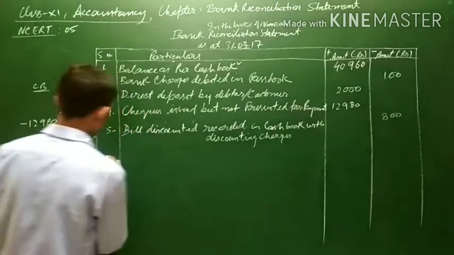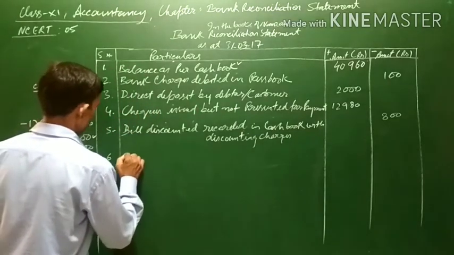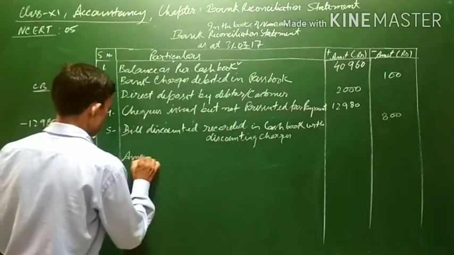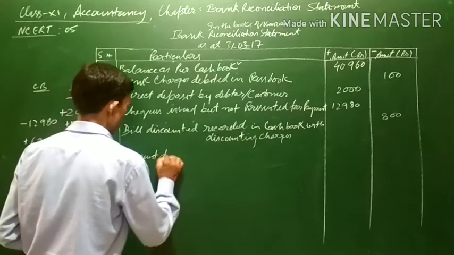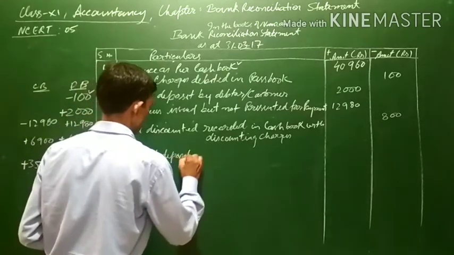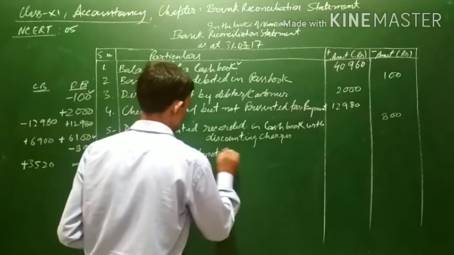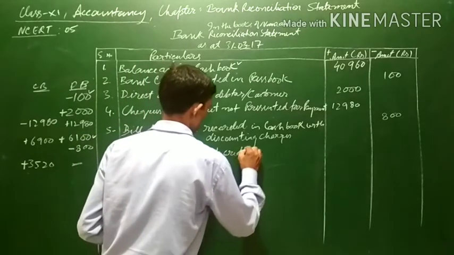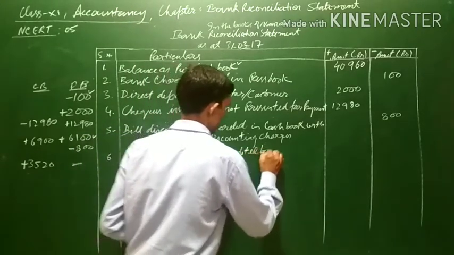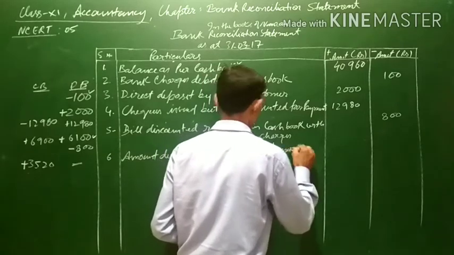So we can write here: amount deposited, not credited by bank.